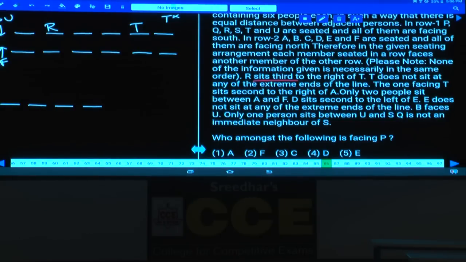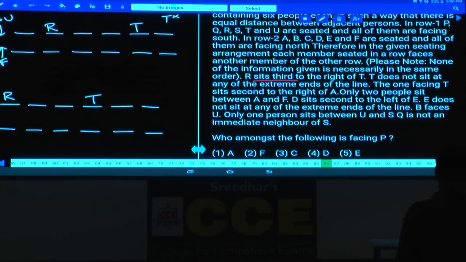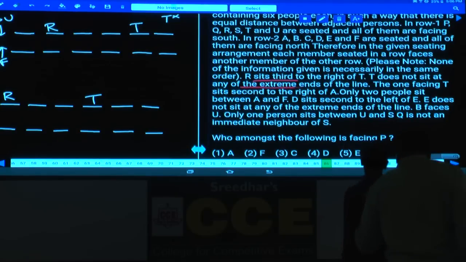1, 2, 3, 4, 5, 6. T does not sit at any of the extreme ends of the line. If T is at the third place, R sits third to the right of T, because all these persons are facing towards south. Their right hand side is towards our left hand side.